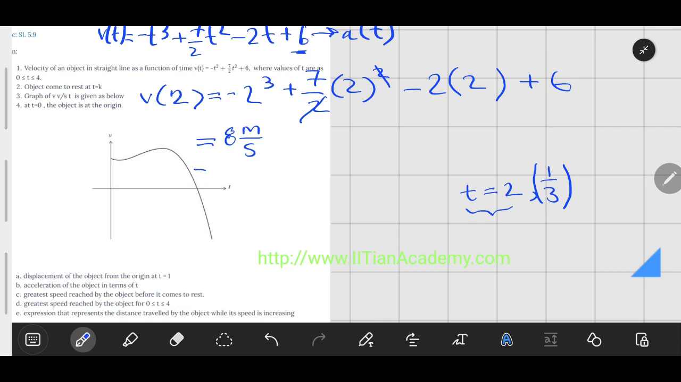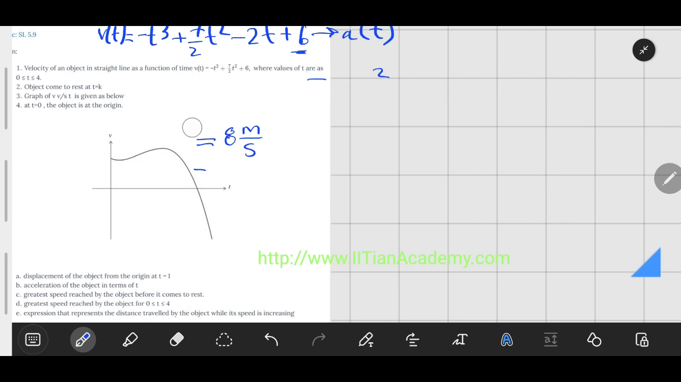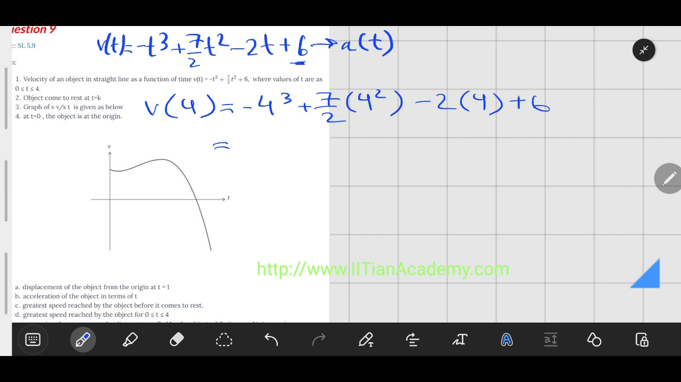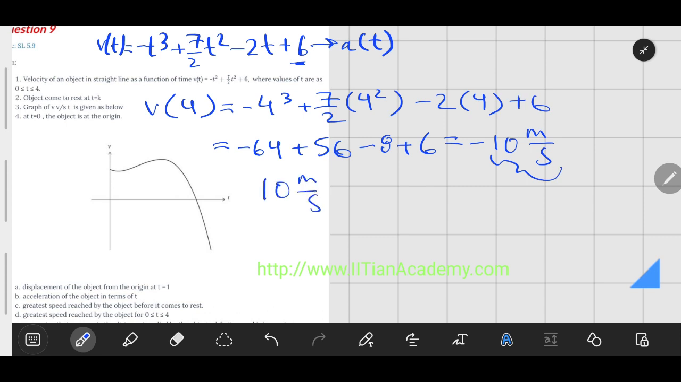Now for the next question, we're asked, what is the greatest speed reached by the object on this interval? We can look at the maxima, the largest value on our interval rather, which is 4 seconds, and plug that into our equation, which should look something like this. Then when we evaluate, it gives us the answer of negative 10 meters per second. And so we can say the greatest speed reached, greatest magnitude, is 10 meters per second.